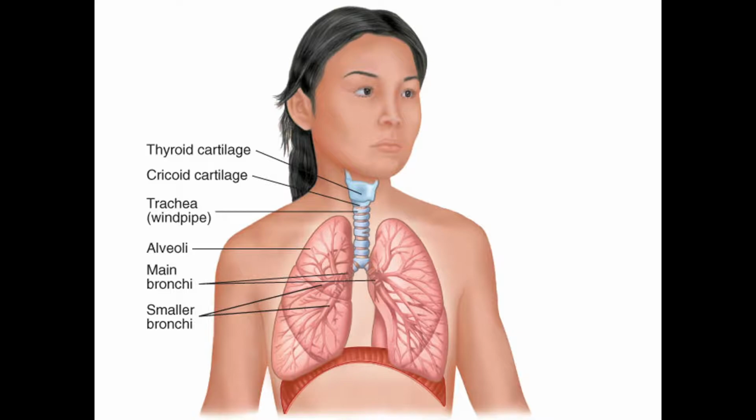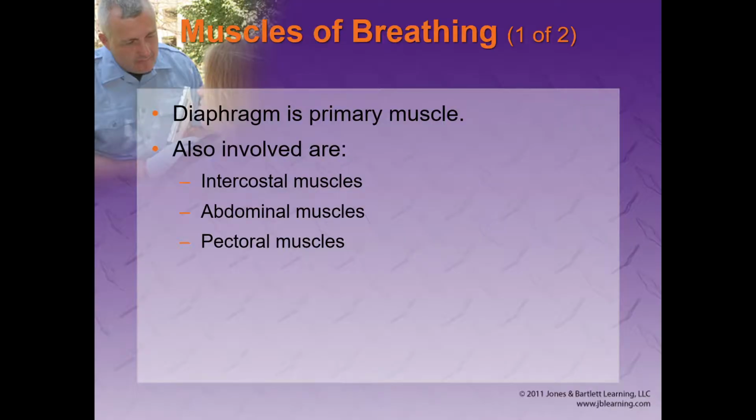You can see all the different branches. You've got your main bronchi, your smaller bronchi, and then going out to those bronchioles. In order to breathe, you have to have muscle. Your diaphragm is your primary muscle. When it contracts, it actually drops down, which pulls the bottom of your lungs with it, and it creates a vacuum, which pulls air into it.